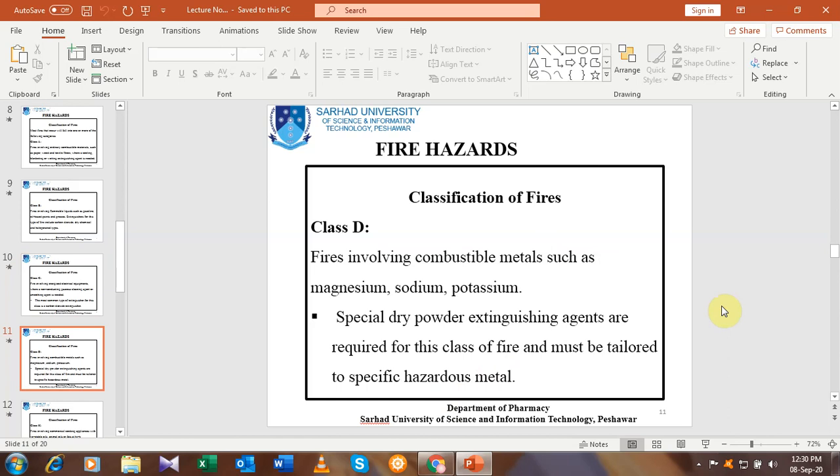Class D includes combustible metals, including magnesium, sodium, and potassium. Special dry powder extinguishers or dry chemical extinguishers are used for this class of fires and must be tailored to the specific hazardous metal.